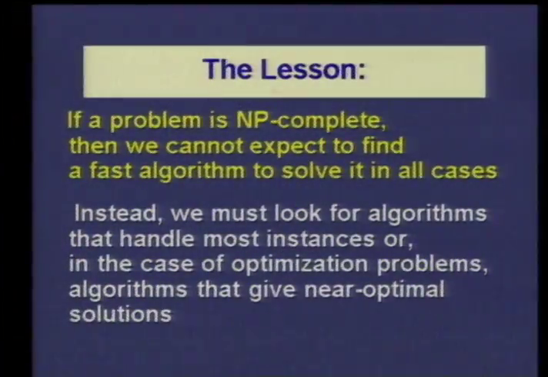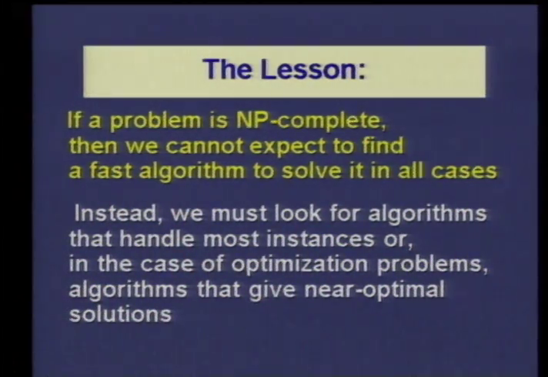So what is the moral of the story? We now have this enormous list of NP-complete problems. By now, thousands of such problems are known. If a problem is NP-complete, then we cannot expect to find a fast algorithm to solve it in all cases, because if we could, then that algorithm would be a universal method of getting polynomial time solutions to all manner of combinatorial problems, in particular all the problems in NP.